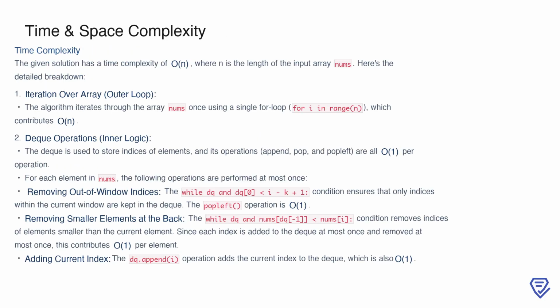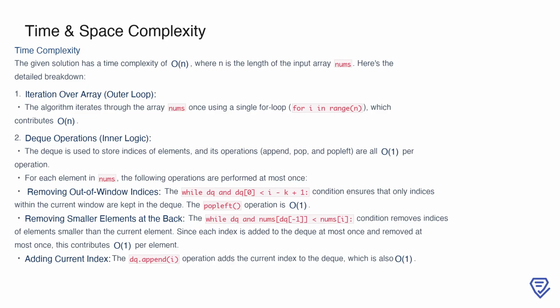The time complexity of our optimized solution is O(n), where n is the length of the input array nums. Let's break this down step by step. First, the algorithm iterates over the array using a single for loop. This traversal alone contributes O(n), since we visit each element exactly once.